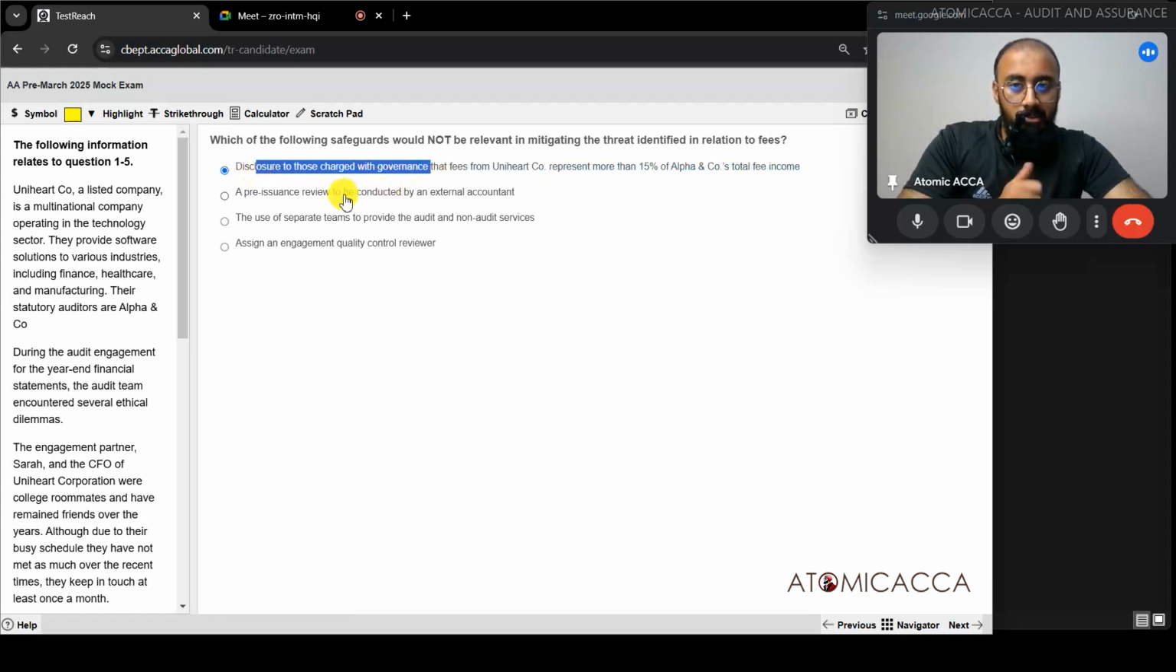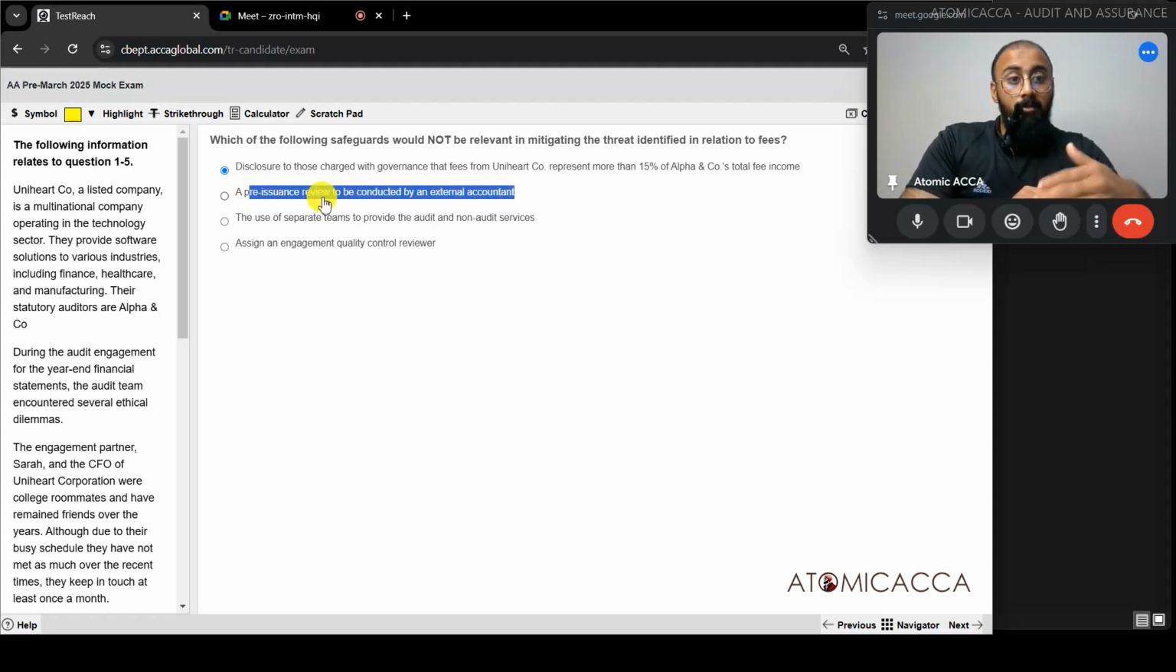Okay, that is correct. A pre-issuance review to be conducted by an external accountant. Pre-issuance review means before issuing the audit report, a review is done on whether the audit was done with proper quality or not. So it's like a quality control done before the audit report is finalized. So that is also okay. Use of separate teams to provide the audit and non-audit services.